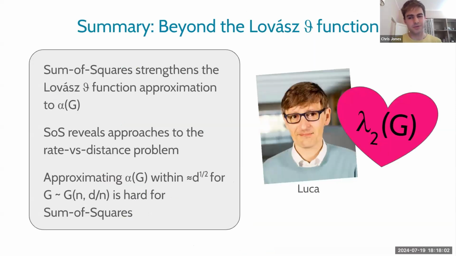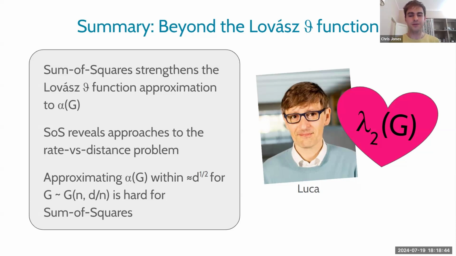Okay, with that, I just want to summarize and recap what we talked about, going beyond the Lovasz theta function. The sum of squares algorithm is one way to go beyond the Lovasz theta function in approximating the independence number. And by studying these higher order convex programs, we hope that it might grant some insights into understanding alpha of G, for example, for the rate versus distance problem in coding theory. On the other hand, for random graphs, it appears that they still are hard, even for these higher order convex programming relaxations.